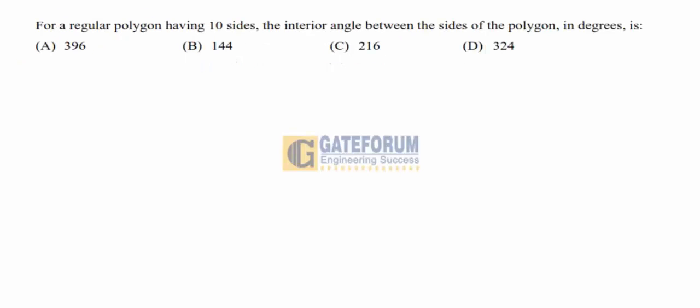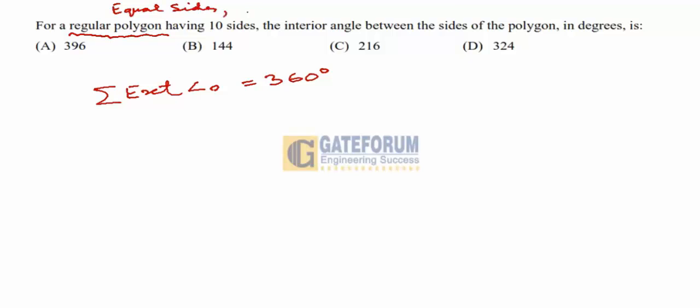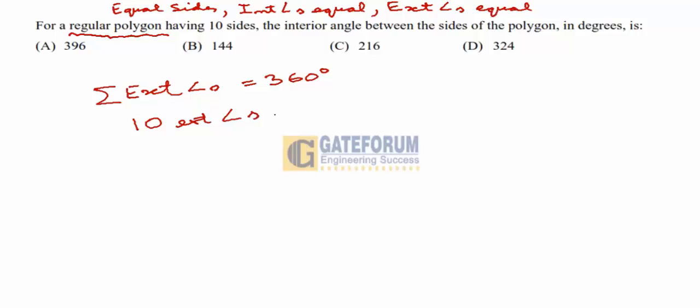For a regular polygon having 10 sides, the interior angle between the sides of the polygon in degrees is how much? See, however many sides the polygon has, the summation of the exterior angles of a polygon is always 360 degrees. Now, it has been said that this is a regular polygon. Regular polygon means equal sides. And since the sides are equal, interior angles are also equal. And because interior angles are equal, hence exterior angles are also equal. So the total exterior angles is 360 degrees. There will be 10 exterior angles because there are 10 sides, and all of them are equal.